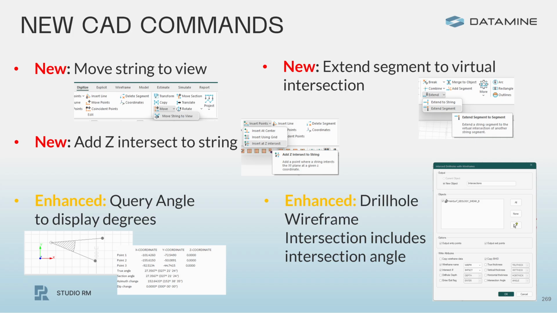And just a few more commands that have been added, and also an enhancement to the angle query tool. More specifically, we now have the ability to read things in degrees, minutes, and seconds for better visualization. Same thing with drill hole wireframe intersection. You now have the intersection angles. So that brings me to the end of the updates.